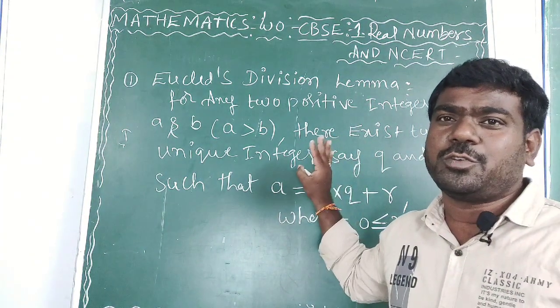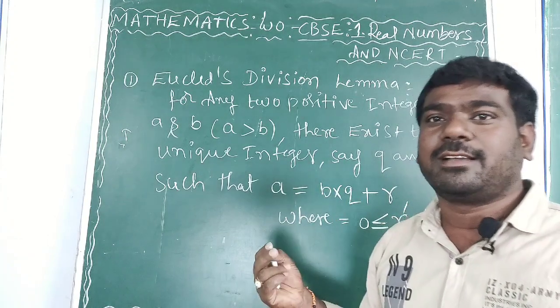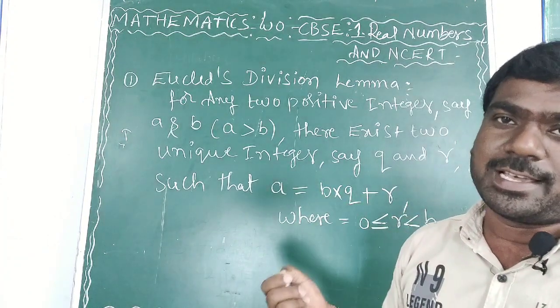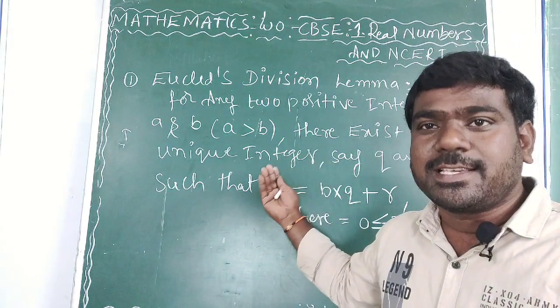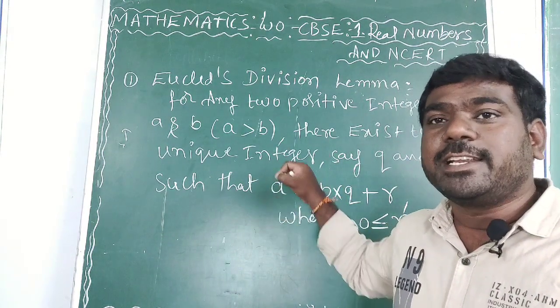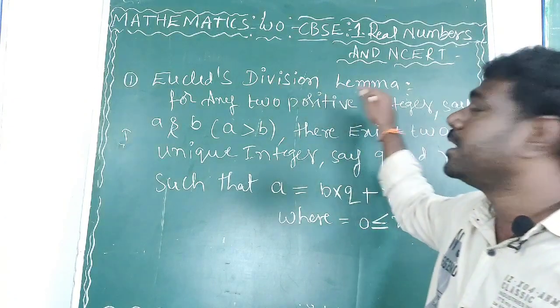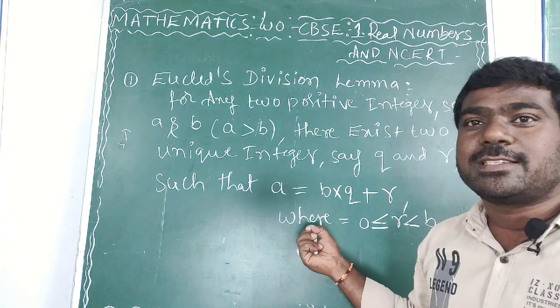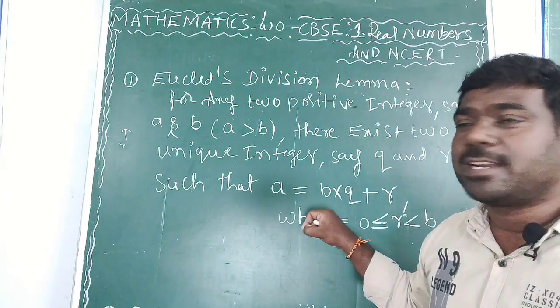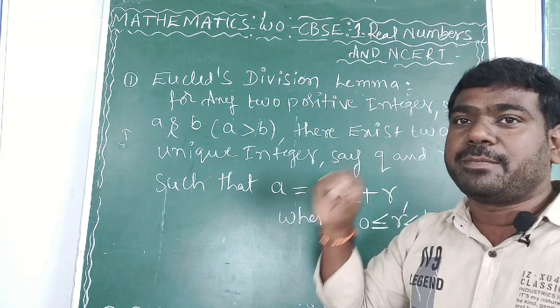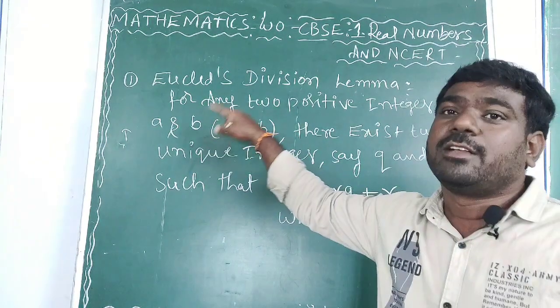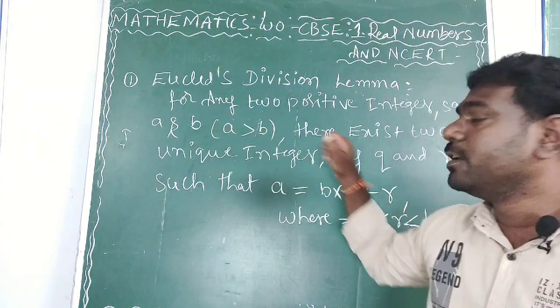So it is not a new topic, we have already done it in the lower classes. We already did the same process, only we generalize it, then it is called the Euclid division lemma. How is it generalized? It is the same topic, but instead of numbers, I have taken variables here.